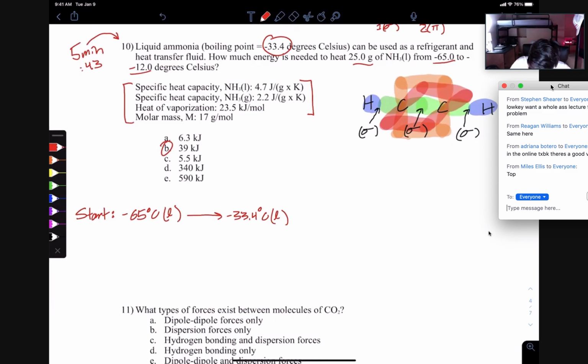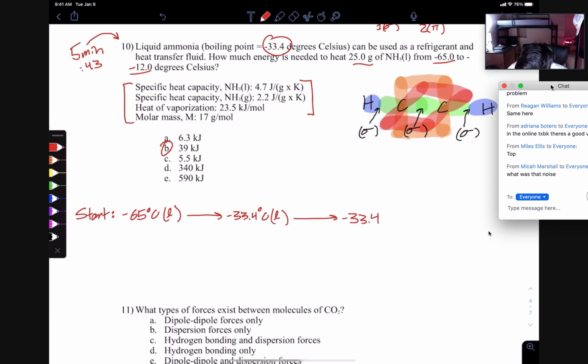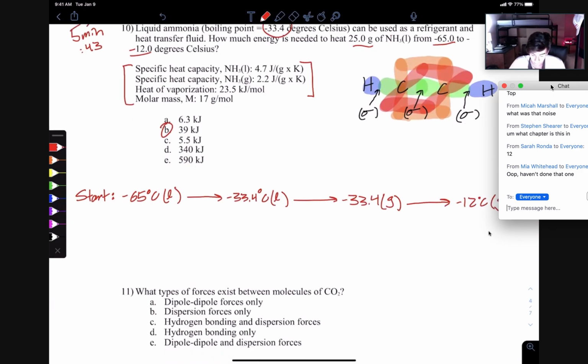So what happens then after we've heated it to this temperature, then we need to vaporize it, okay? So we need to put in the energy, we need to vaporize it. So that's as a liquid. So then we're going to change it from negative 33.4 degrees Celsius liquid to as a gas. So the temperature isn't increasing, it's just we're putting in energy to move it from a liquid to a gas. And then we need to increase it finally to negative 12 degrees Celsius. So negative 12 degrees Celsius, and that's going to be as a gas, okay? So there's a few steps here.